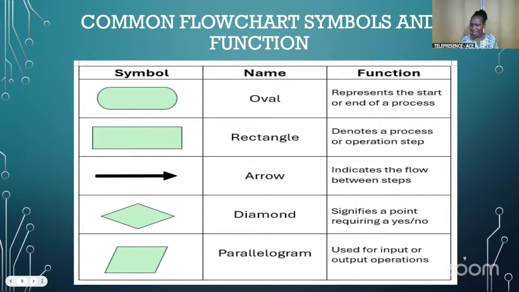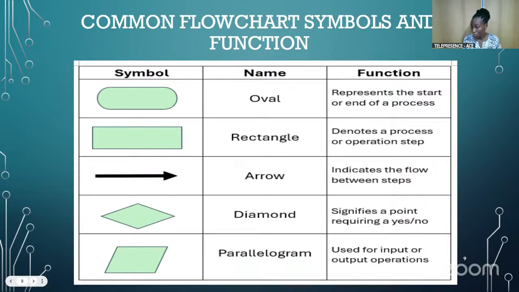Now we also have rectangle. Rectangle denotes a process or operation step. Like take for instance now, if you want to add two numbers, while you are adding, addition is a process. So it is denoted using rectangle. These are standard symbols. Now we have arrow. The arrow indicates the flow between steps involved in a particular flowchart. Now, okay, when you start, you move to maybe taking an input. So it's the arrow that will connect them. And the arrow can either be to the right, to the left. It depends on the particular point of your flow.